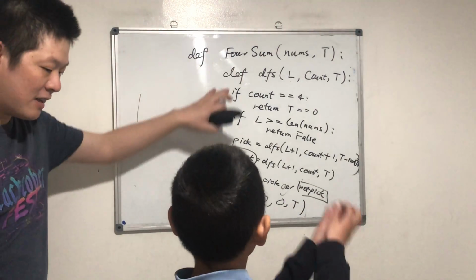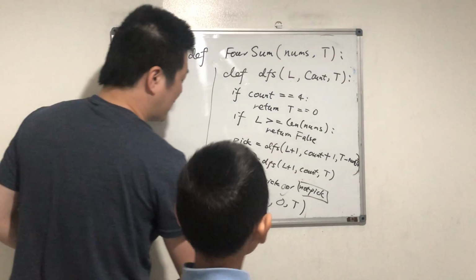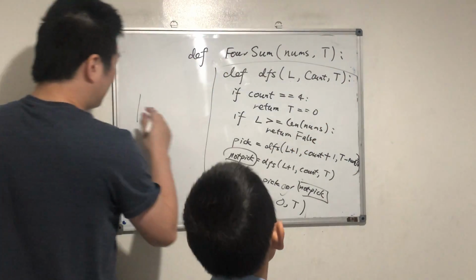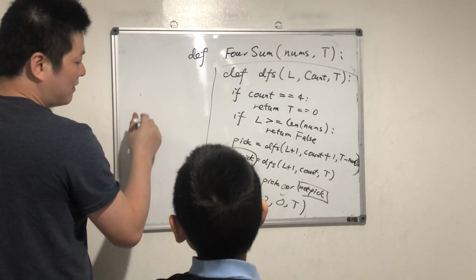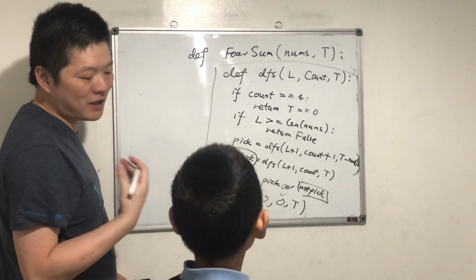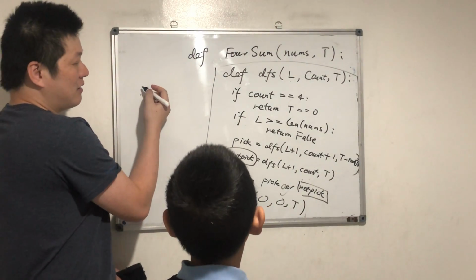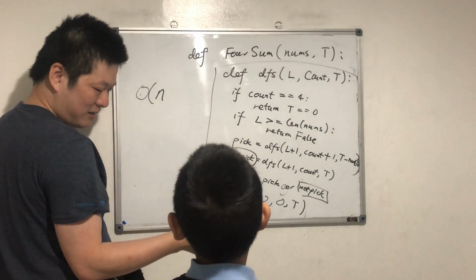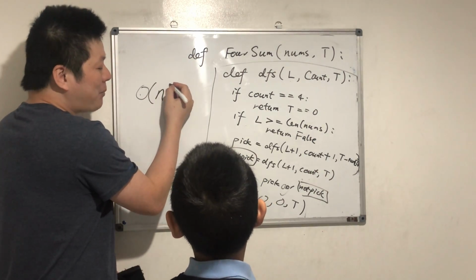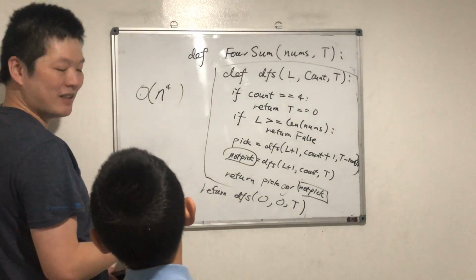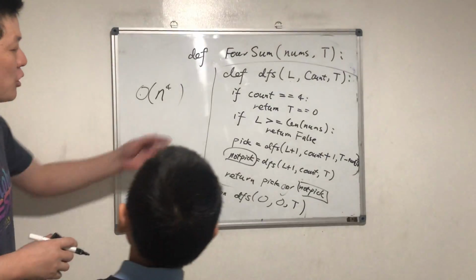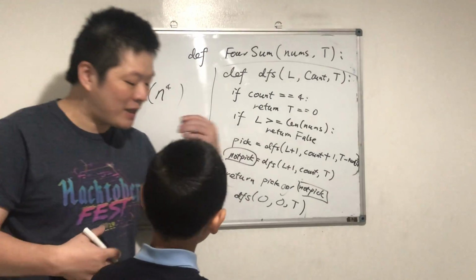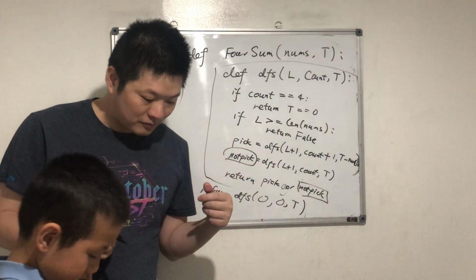Yeah, DFS. Then we define an inline DFS function here. What's the time complexity? We are picking 4 numbers, so how many kinds of solutions? O(n) to the power of 4. Yeah, you're quite correct. Because look, we are picking 4, then n for the next one.